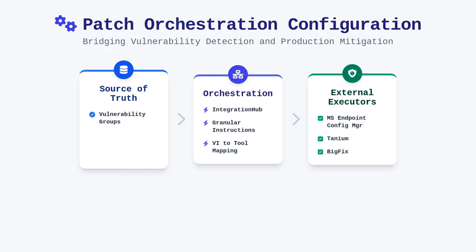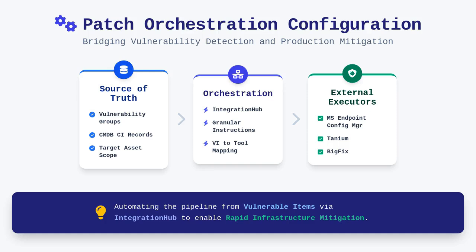The configuration starts by defining how vulnerability groups act as the source of truth for your patch requirements. You must ensure that your target assets are accurately reflected in the configuration management database, as the orchestration engine relies on these CI records to determine the correct target scope for any given patch command. We are essentially automating the process of sending granular instructions to an external executor, and that requires a rigorous definition of data mappings between the vulnerable item and the external deployment entity.